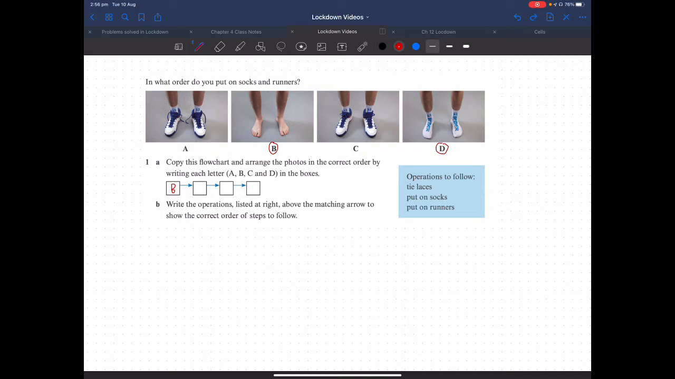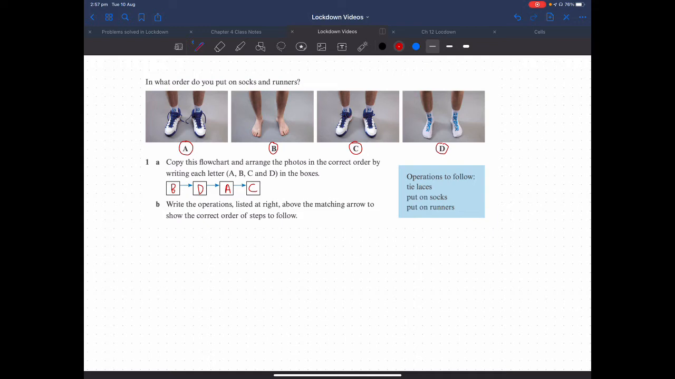So there is an arrow going from box B to the box with a D in it. Once they've put on their socks, they're going to put their runners on. That is photo A. Lastly, once they've put their runners on, they're going to tie the laces up. That is photo C. B is done before D. D is done before A. A is done before C.